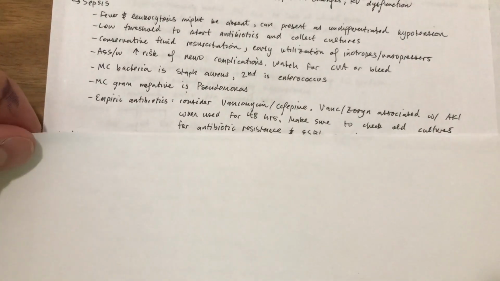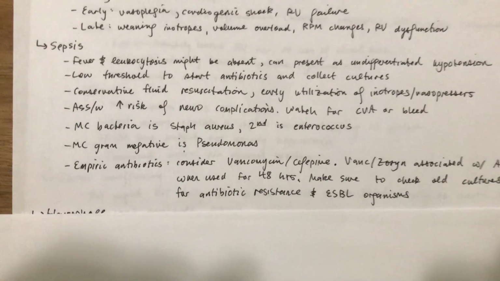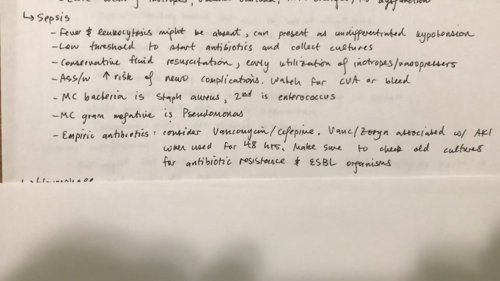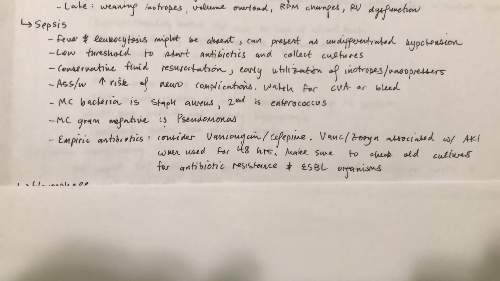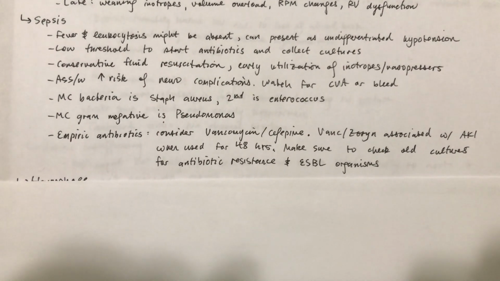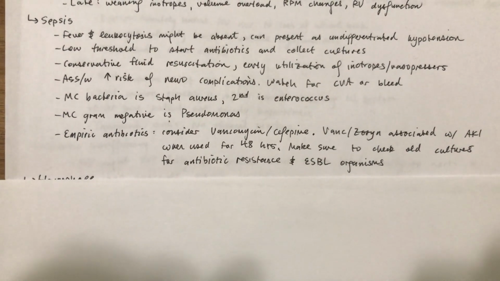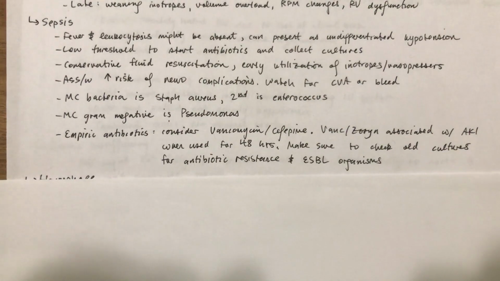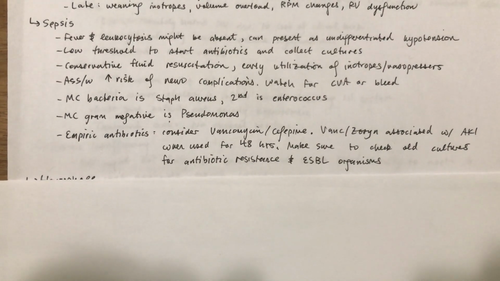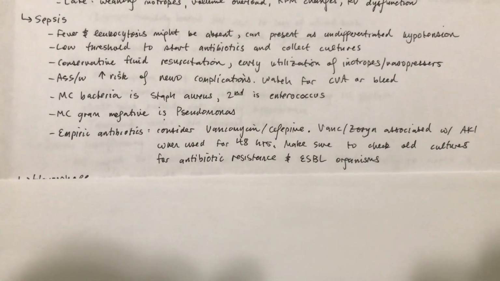Next, we'll talk about sepsis. And sepsis can be very tricky in these patients because fever and leukocytosis are often absent. Sometimes it will present as an arrhythmia, sometimes as undifferentiated hypotension. It can be literally anything.